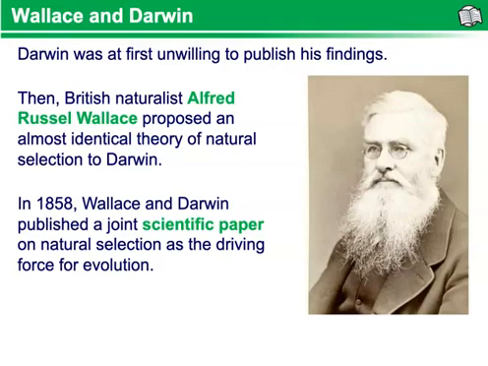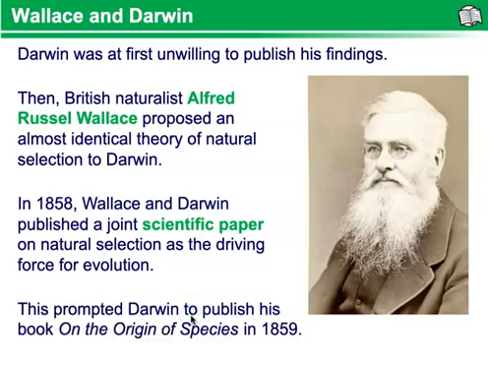Alfred Russel Wallace and Charles Darwin. Darwin was at first unwilling to publish his findings. He knew that they would lead to a great amount of controversy. Then the British naturalist Alfred Russel Wallace proposed an almost identical theory of natural selection to Darwin. And in 1858, Wallace and Darwin published a joint scientific paper on natural selection as the driving force for evolution. This prompted Darwin to finally use all of his evidence to publish his book on the origin of species in 1859.